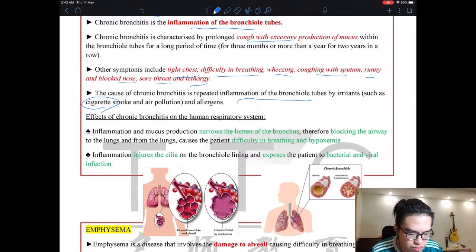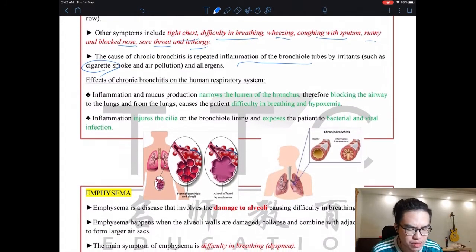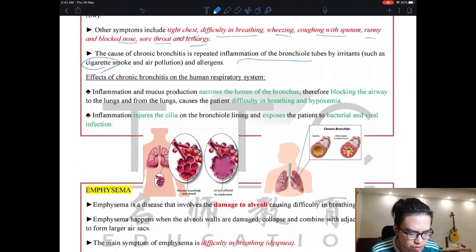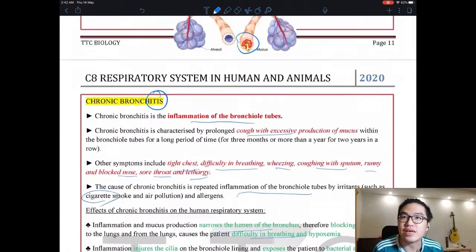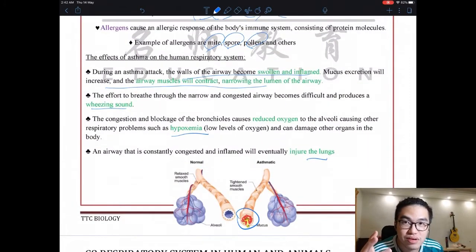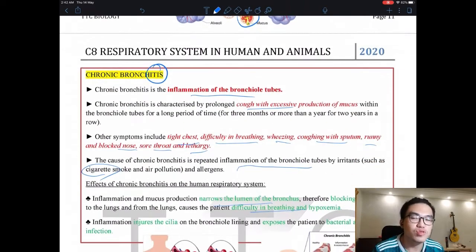Basically it's almost the same as asthma. It narrows the lumen, causing difficulty in breathing. Basically it's swelling. Asthma is acute swelling, but bronchitis is chronic, long-term swelling.